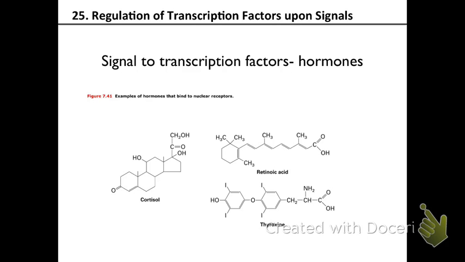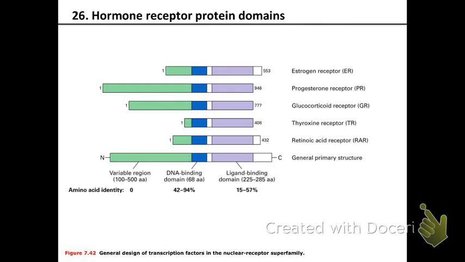These hormone receptors in humans are a big deal, right? Our biology and how we function really depends on hormones a lot. Some of the hormones are shown here. These are small molecules like cortisol, retinoic acid, and thyroxine that bind to certain proteins. These are called the hormone receptors. The hormone receptors are a family of proteins that act as transcription factors, and they have specific protein domains.